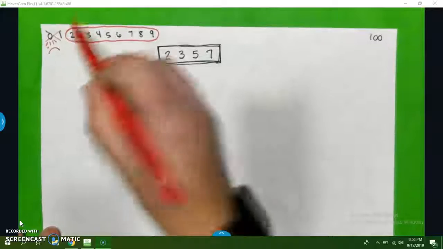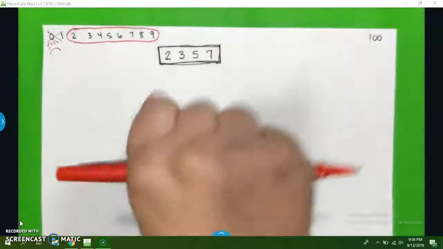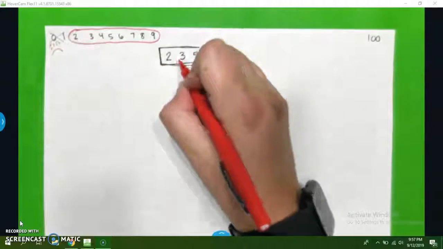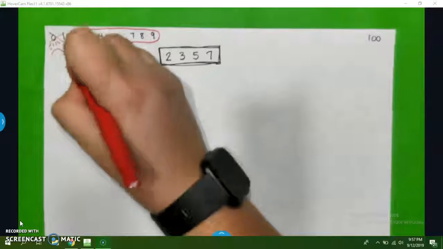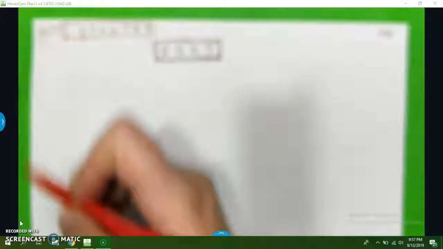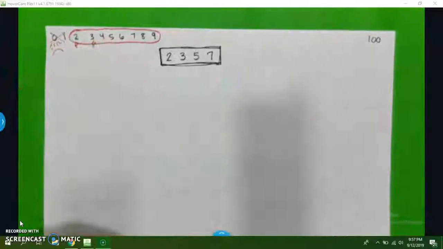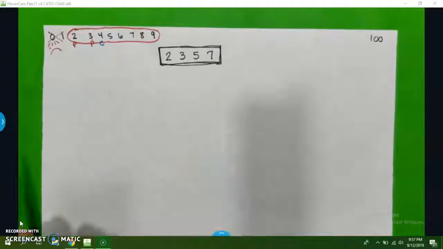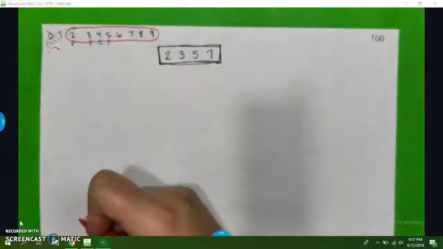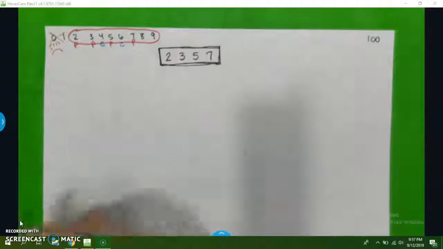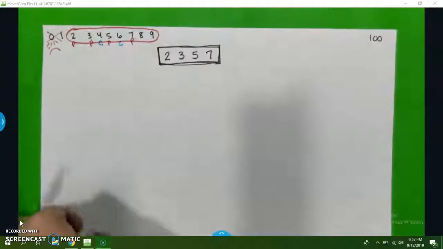Alright? Very, very simple way of knowing if these are prime or composite. If they are in the magical box, they are prime. So, 2 is in the box, it's prime. 3 is in the box, it's prime. 4 is not in the box, so it is composite. 5 is in the box, prime. 6, not in the box, composite. 7 in the box, prime. 8 and 9, neither are in the magical prime composite box.